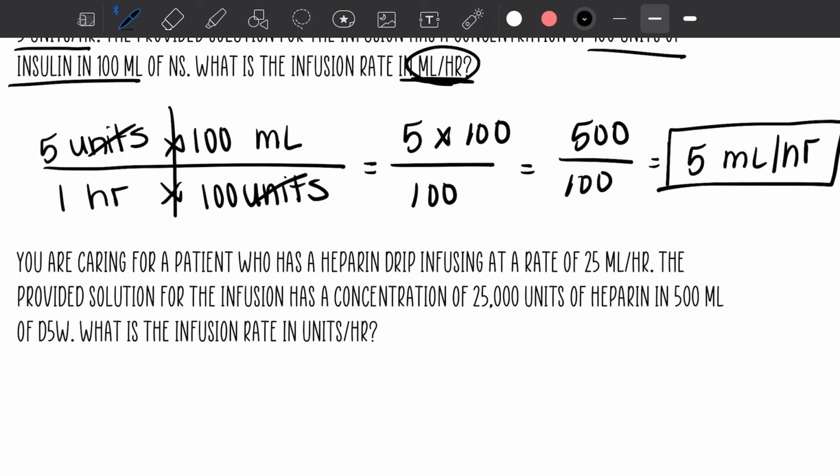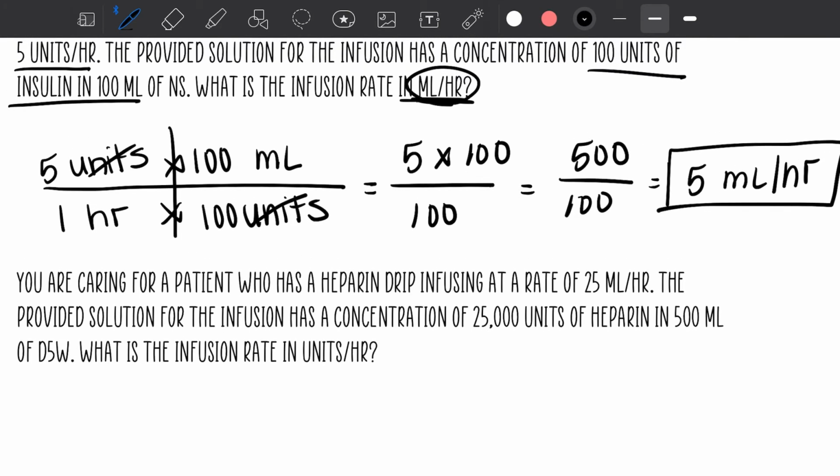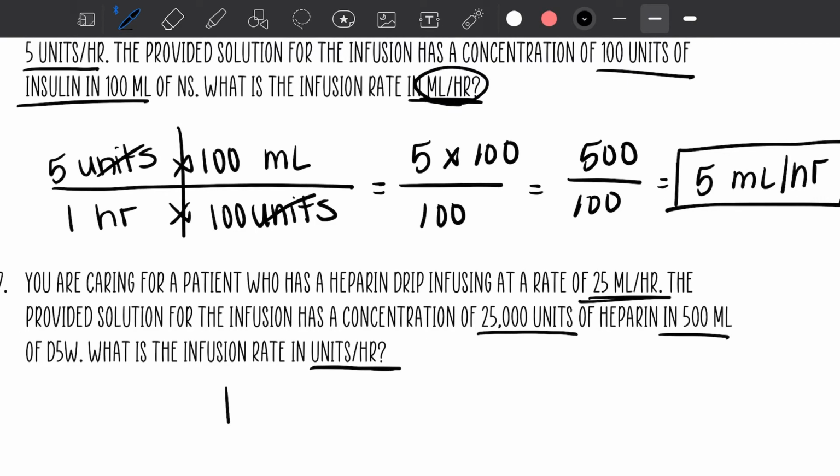All right, so now our last problem. Here, our patient has a heparin drip going at a rate of 25 milliliters an hour. Our solution has a concentration of 25,000 units of heparin in 500 milliliters, and we want to know what the infusion's going at in units per hour. So draw our cross again. Remember what our infusion's going at is our order, so that's going to go on the left. So 25 milliliters over 1 hour.